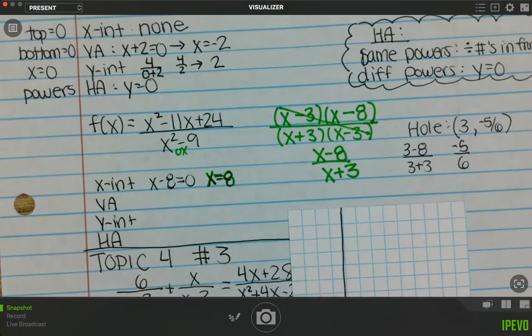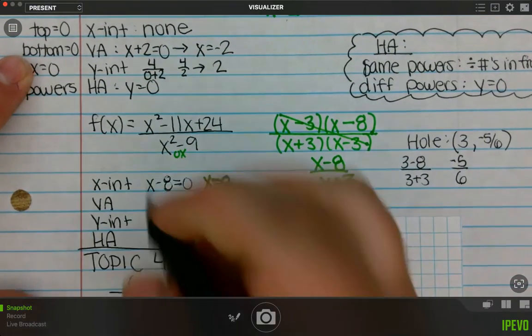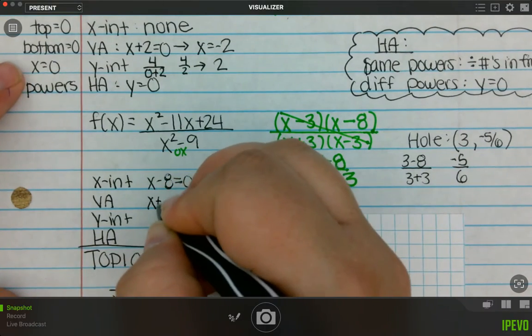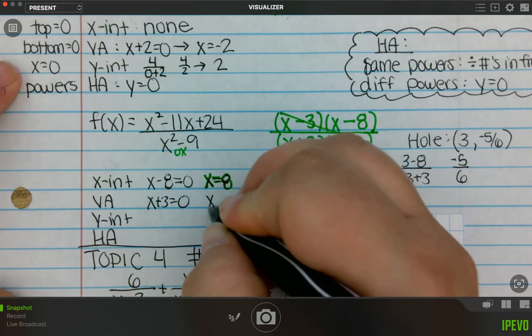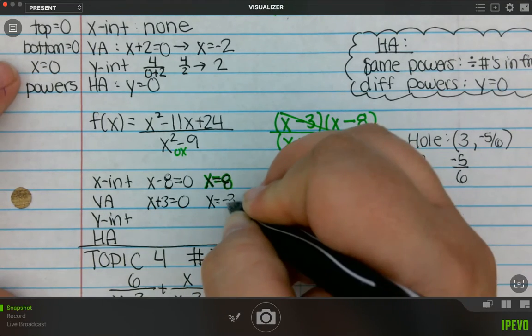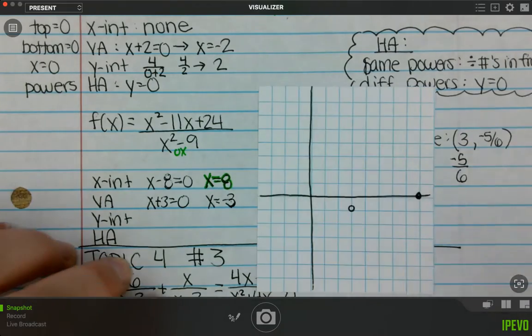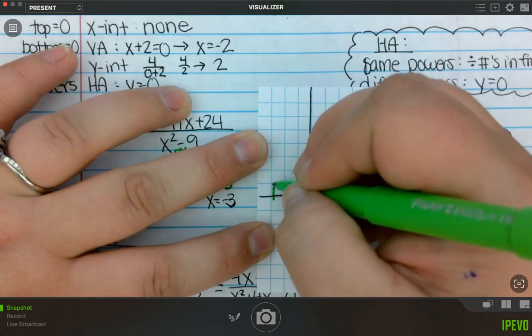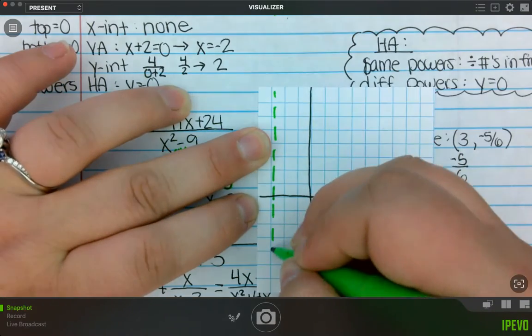And then for the vertical asymptote, I'm going to set the bottom part equal to 0. You subtract that 3 to the other side, and you get -3. I don't know why I tried using it again. So then I'm going to go to -3 on my x-axis and draw my asymptote like this.